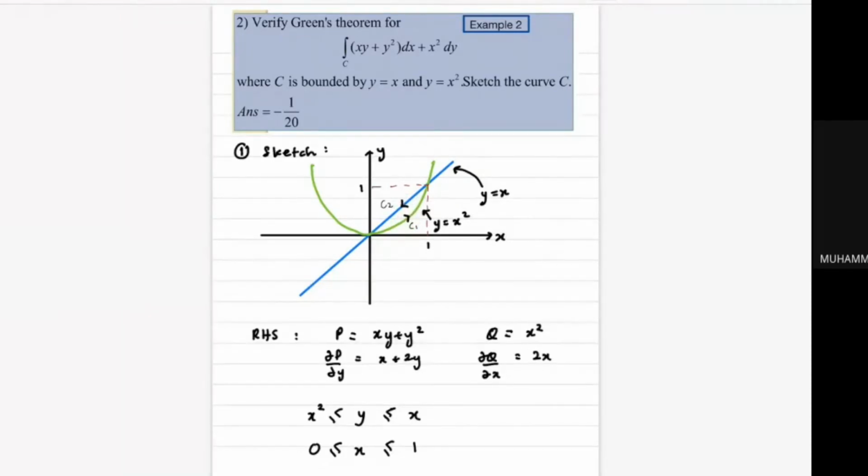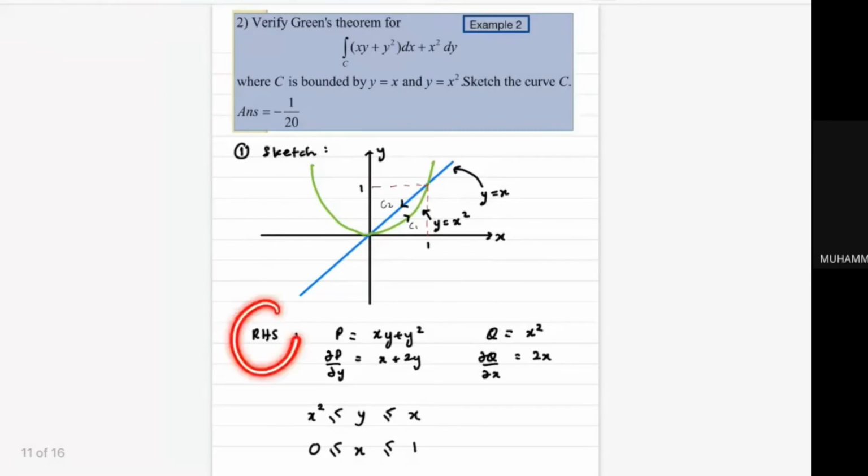Let's identify what is your P. This is your P and this is your Q. P is equal to xy plus y squared and Q is equal to x squared. Now let's find your del P del y and del Q del x. Del P del y is equal to x plus 2y. Just differentiate this with respect to y, and differentiate Q with respect to x, you get 2x.